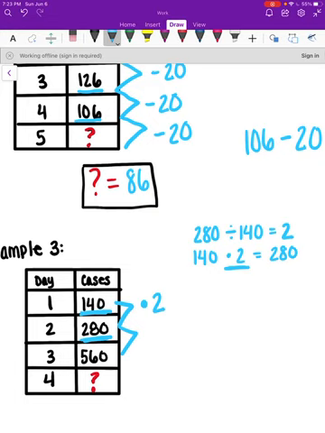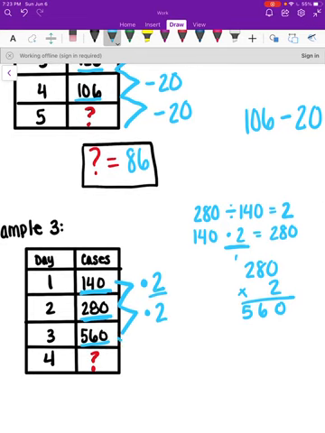So let's see if that pattern continues to work. 140 times 2 is 280. Does 280 times 2 equal 560? You can do it on your calculator, or you can do it by hand. And hey, it does. 280 times 2 is 560. So we have the right pattern.